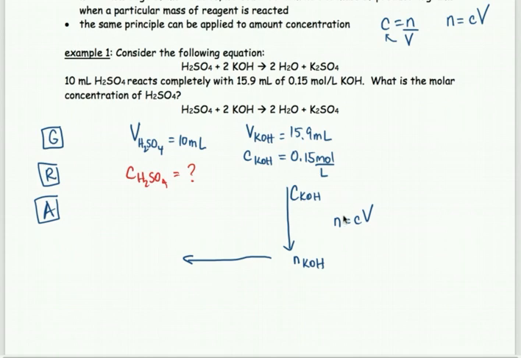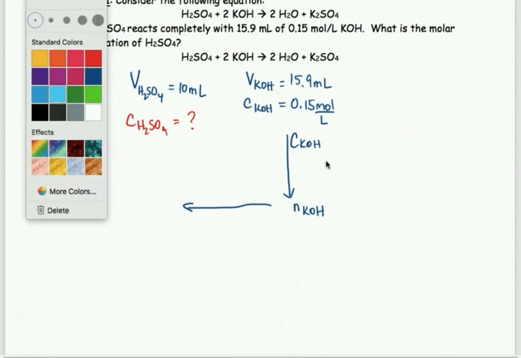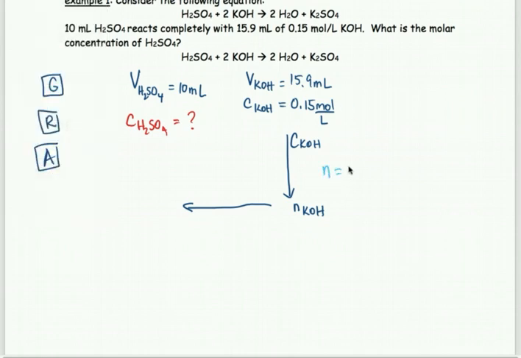So here, maybe I'll use different colors. That's what I did last unit. So here, this is the n equals CV step. This is the mole ratio step. And once we do the mole ratio, we'll figure out the moles of the unknown, which is hydrogen sulfate. Then once we get to the moles, we can go to the concentration, which is right there. So I'll just write it again anyway.